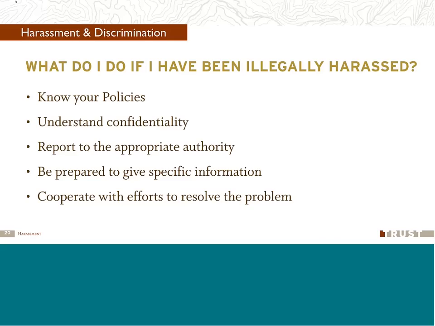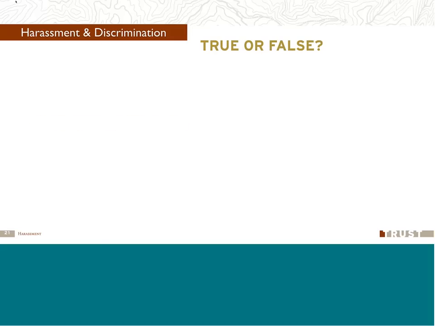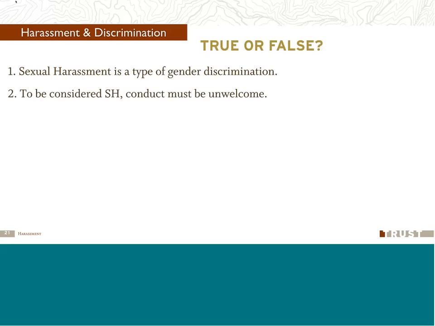So in review, let's look at a few questions and see if we can determine, from what we talked about so far, what is or isn't harassment or discrimination in the workplace in an illegal way. Number one, sexual harassment is a type of gender discrimination. True or false? That is absolutely true. Sexual harassment is a type of gender discrimination, so it is a piece of a larger picture when we talk about potential harassment and discrimination.